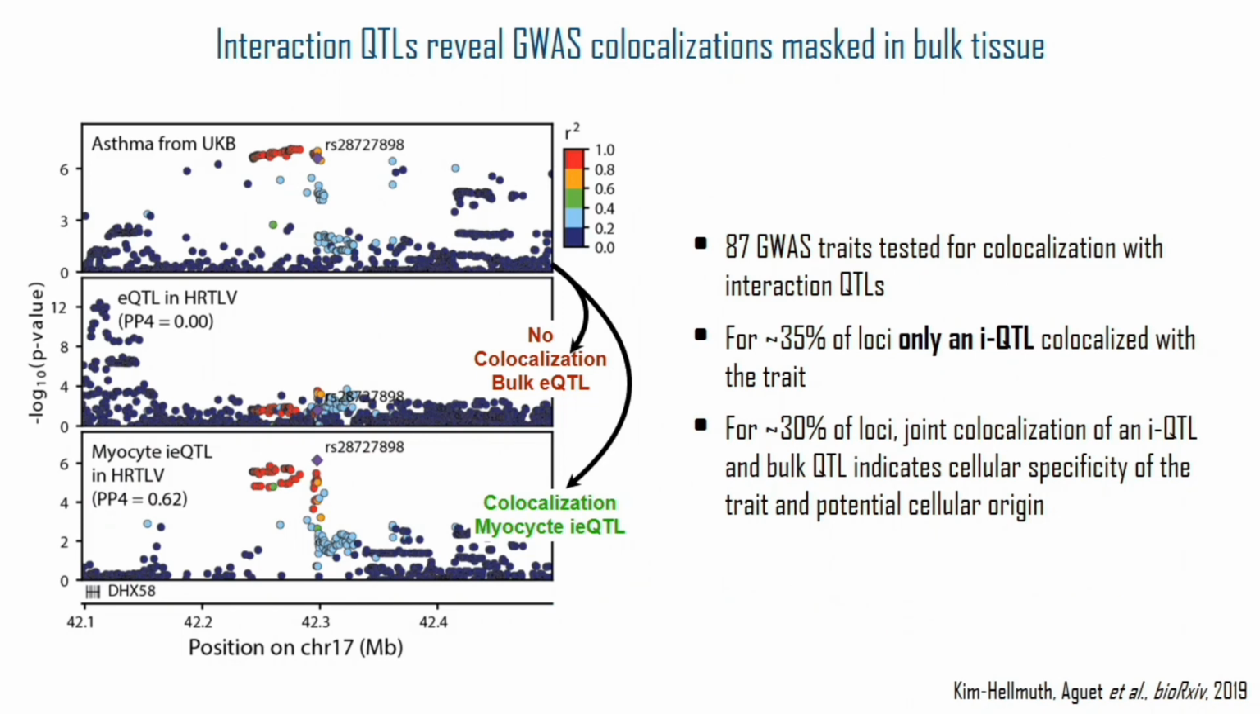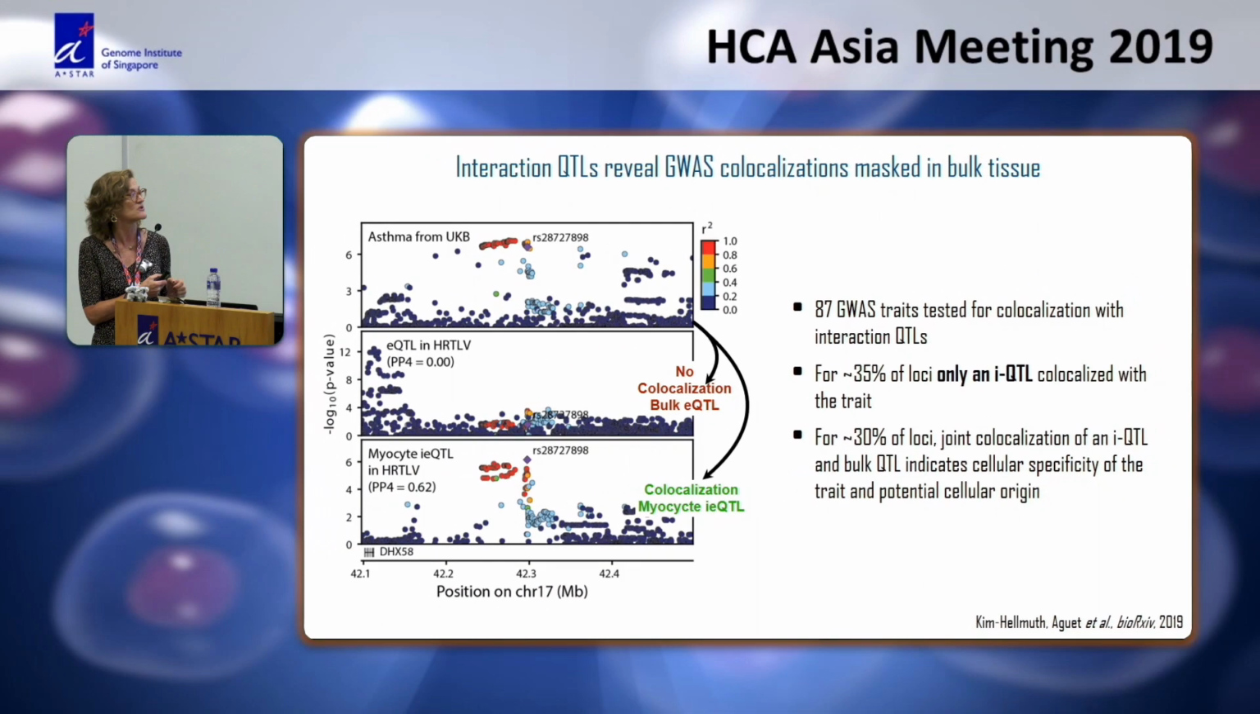What we did once we got these interaction QTLs was then to take 87 curated GWAS traits that were extensively curated in the GTEx paper, and to perform co-localization with these interaction QTLs in the same way we'd done it in the main GTEx paper for expression QTLs. And what we find here in this characterization, in the top is a GWAS study from the UK Biobank. In the middle panel is the bulk QTL data, and we see no co-localization of this GWAS association with eQTLs in the bulk data. But down below is this interaction QTL data, and we see a very strong signal co-localizing.